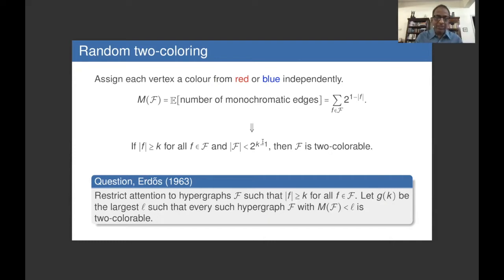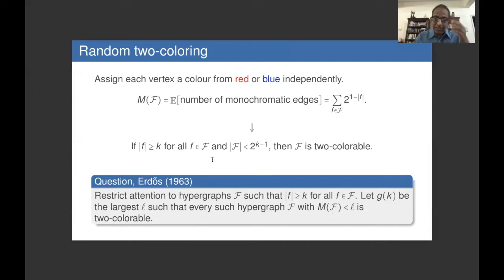Motivated by this, Erdős defined the function g(k). So we restrict attention to hypergraphs whose edges have at least k vertices. And then g(k) is the largest L such that every hypergraph with m(F) less than L is two-colorable.